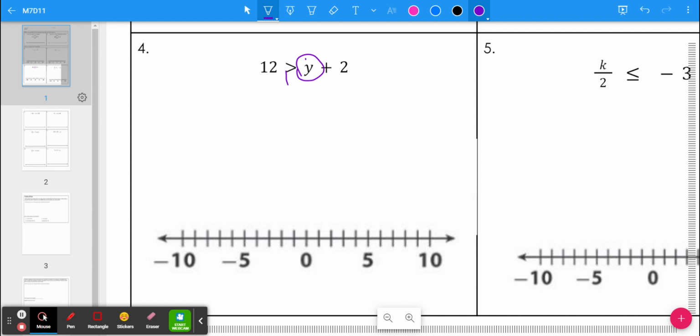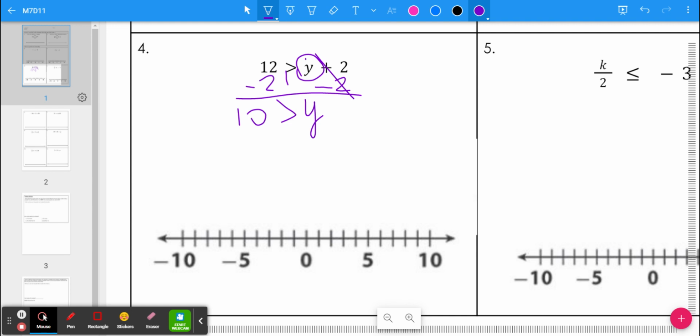Okay, so on this side, we have y plus 2. We want to undo the plus 2 and subtract 2 from both sides. That leaves us with y. The symbol does not change. And 12 minus 2 is 10.